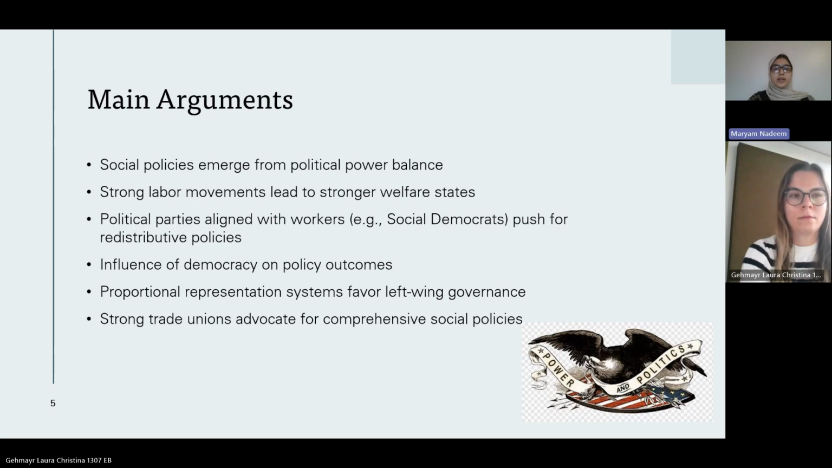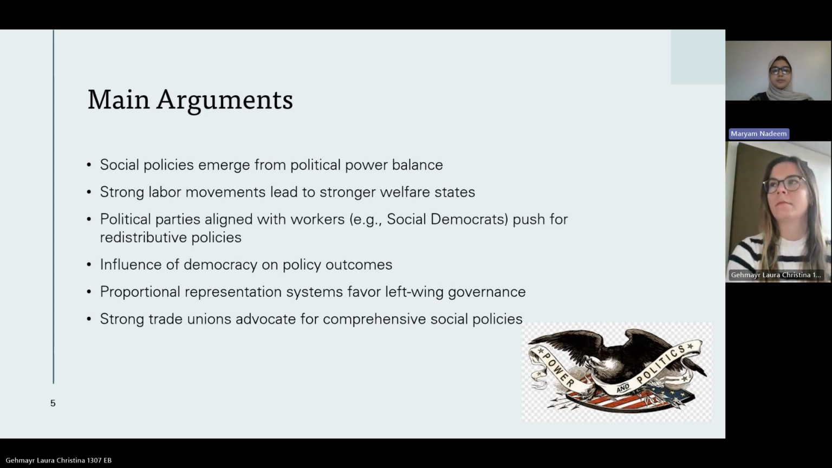Thirdly, left-wing parties matter in this stance. Social democrats tend to push for redistributive policies like unemployment benefits and public health care provisions. Fourth one is that democratic systems shape welfare states. In countries with proportional representation, where multiple parties have influence, left-wing governments are very common, which means more social policies are very popular over there. Also, last but not the least, trade unions play a very big role. They don't just fight for better wages; they also advocate for the policies that protect workers.